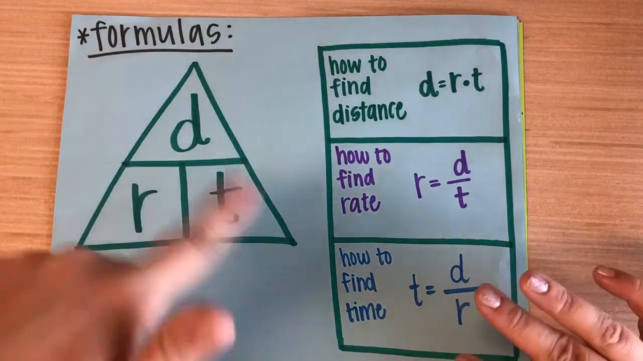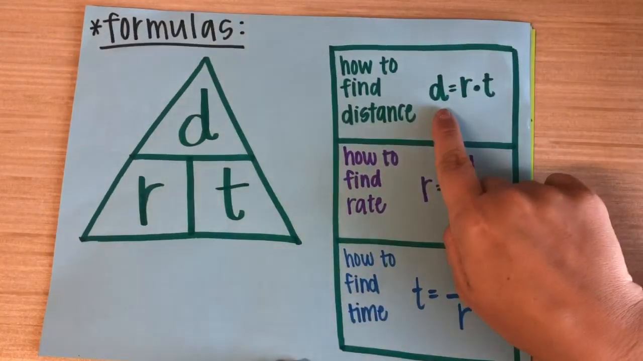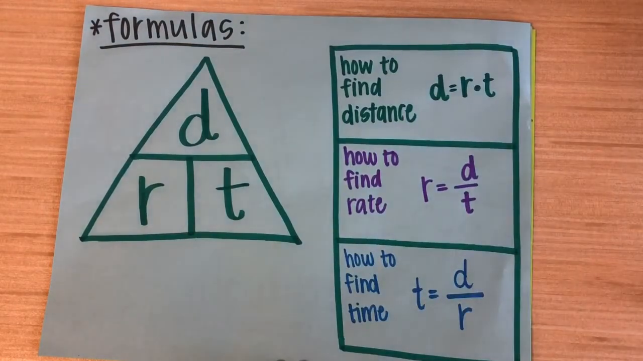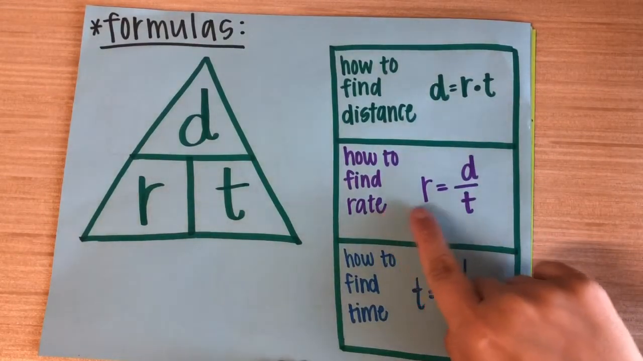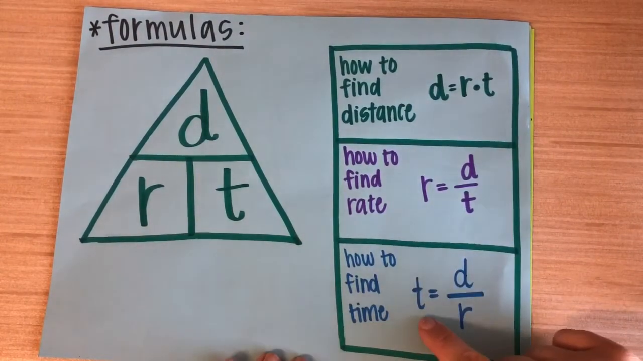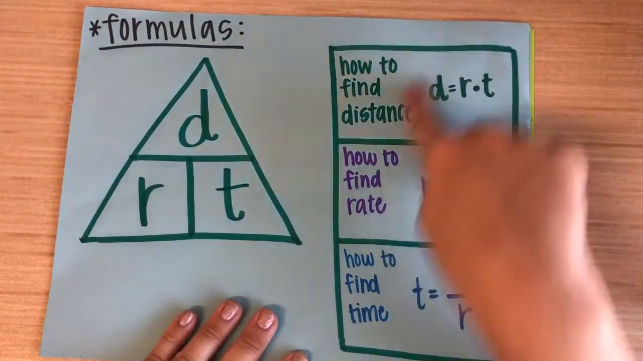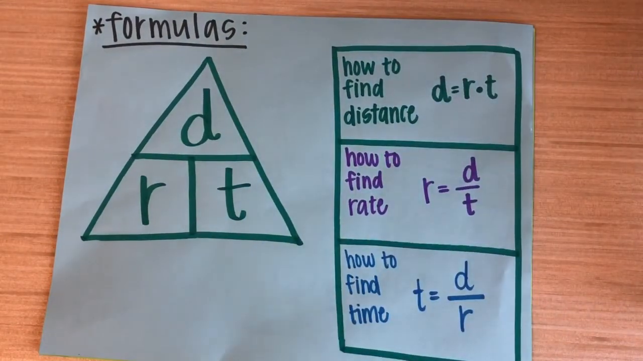So how the triangle part works, we have these three formulas. How to find distance: distance is rate times time. How to find rate: rate is going to be distance divided by time. How to find time: time is distance divided by rate. So we're just working with those three terms that I went over: distance, rate, and time.